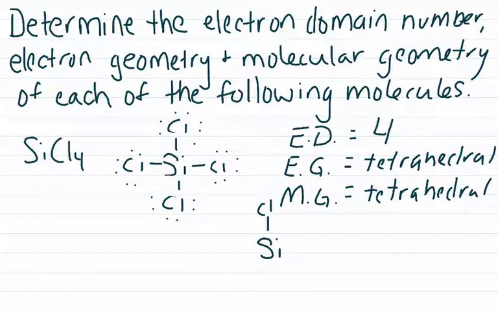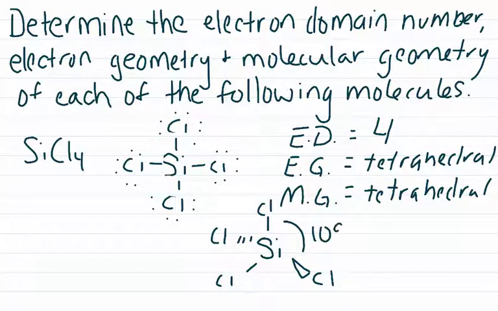You don't have to be able to draw the shape, but if you were to draw it, one of these chlorines would be coming out of the page, one would be going back, one would come up, and one would go off to the side. And it would give it a shape like this. Each of these, again, you don't have to memorize these bond angles, is about 109 degrees away from every other one. So they're spread out around that central atom as much as they possibly can be.